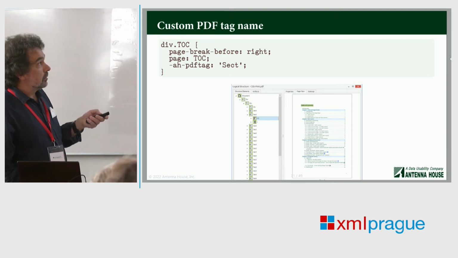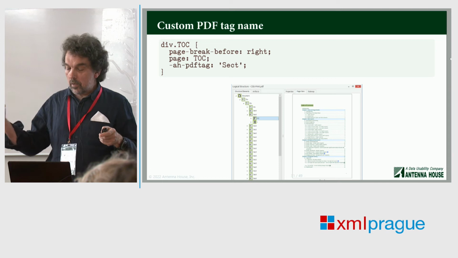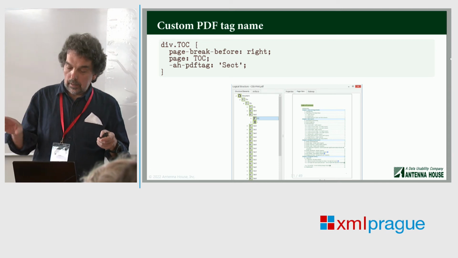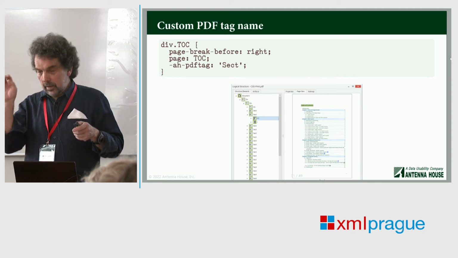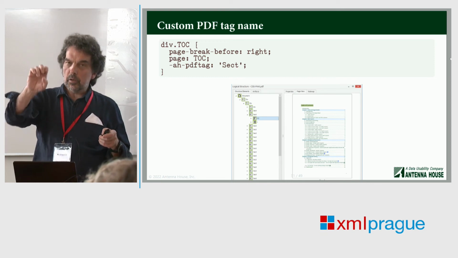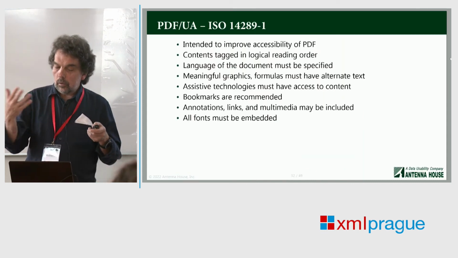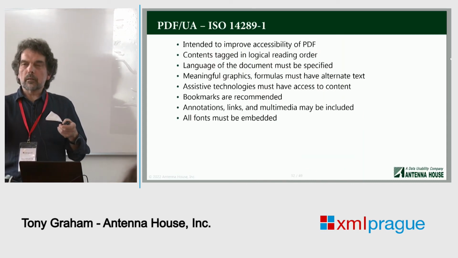Another thing about PDF tagging is that it can be verbose. In recent versions of AH Formatter, you can effectively skip levels and say that this element doesn't contribute to the structure of the PDF tags. So tagged PDF will get you part of the way there.